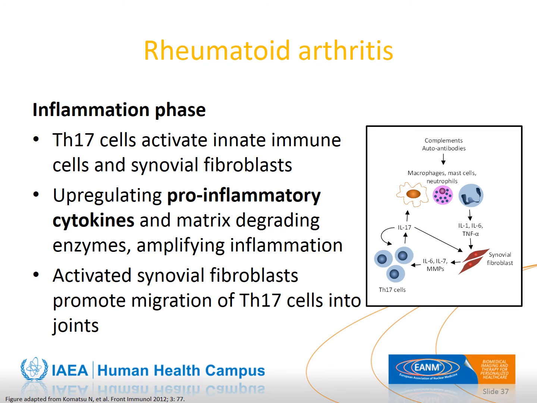Following the initiation phase, the inflammation phase is when the disease becomes symptomatic. At that time, Th17 cells become able to activate innate immune cells by secreting interleukin-17. That in turn will implicate synovial fibroblasts in initiating a self-sustaining loop. The resulting upregulation of pro-inflammatory cytokines and matrix-degrading enzymes amplify inflammation, promoting migration of Th17 cells into the joints.